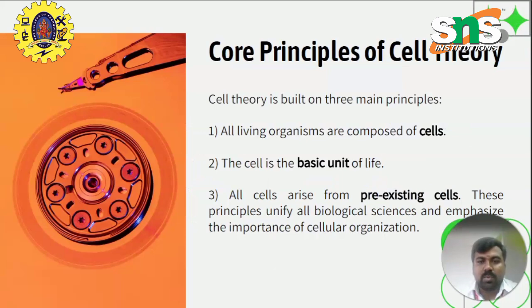These are the core principles of cell theory. The cell theory is built on three main principles. The first is that all living organisms are composed of cells. The second is that the cell is the basic unit of life, and the third is that all cells arise from pre-existing cells, that means the previous generation. These principles unify all the biological sciences and emphasize the importance of cellular organisms. So these three are the core principles of cell theory.